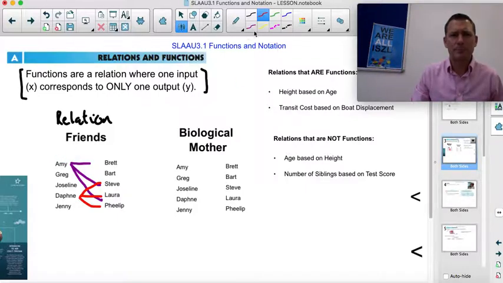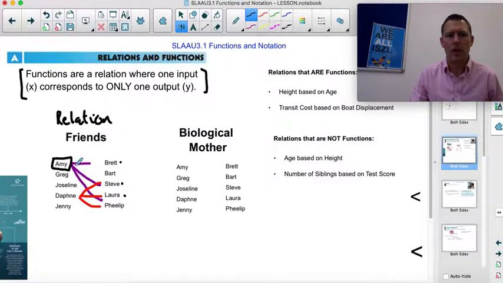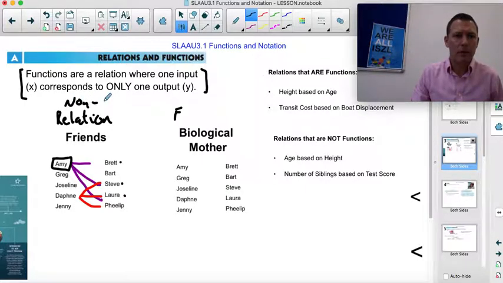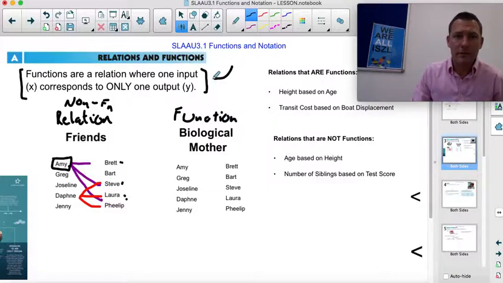But here, one person has 3 different outputs. So this is a relation that's not a function, because Amy can be friends with a lot of people, and it's okay, right? This is not a function. So this is non-functional, because one person has multiple outcomes. This is a function. It's also a relation, but it's a relation that works in this specific way, where one input has only one output.